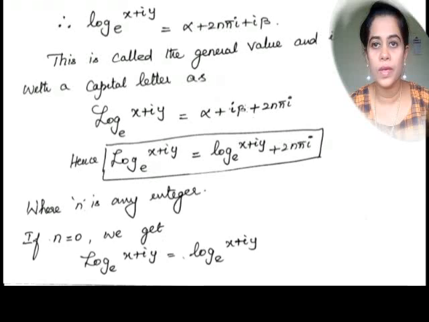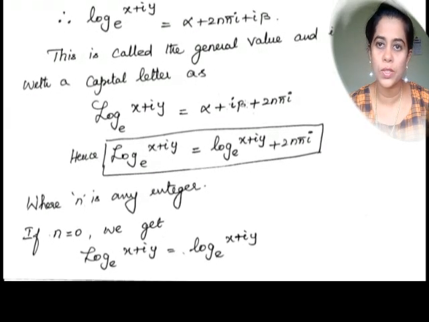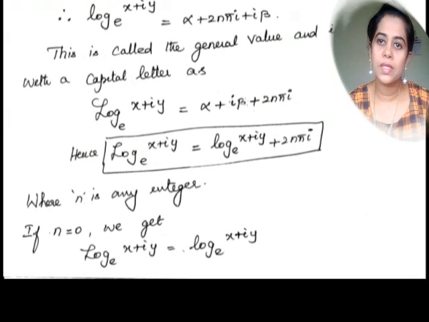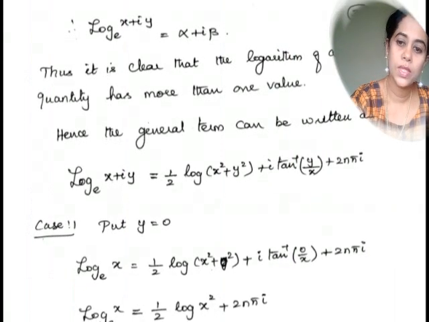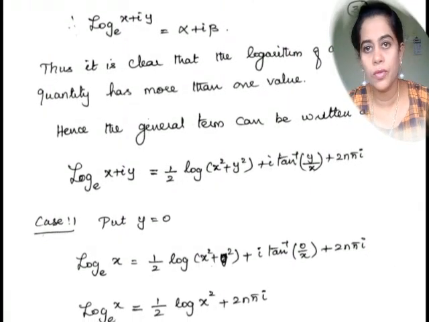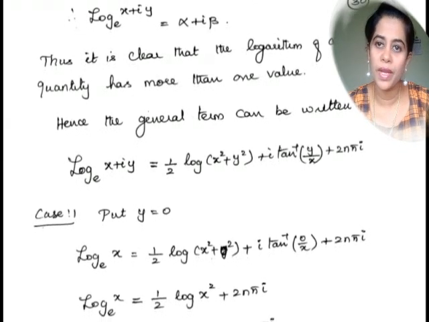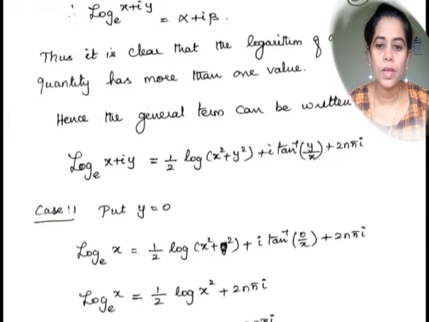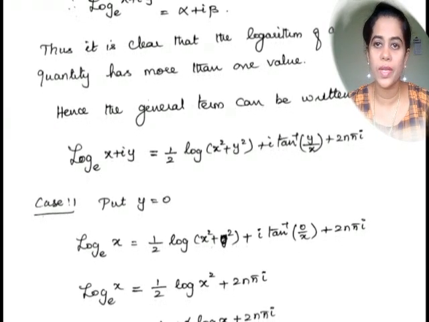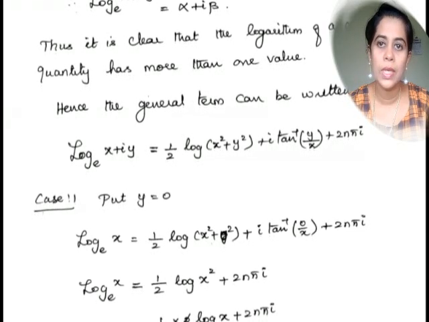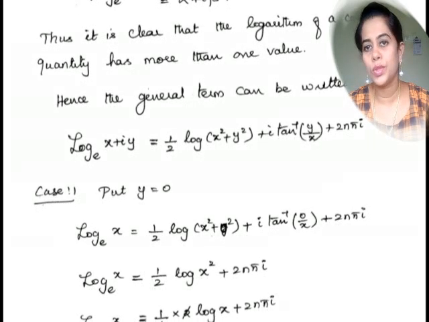And what is small log of x plus iy? Which is half times log of x square plus y square plus i times tan inverse of y by x. So it is clear that the logarithm of a complex quantity has more than one value. It has many values. Hence, the general term can be written as log of x plus iy is equal to half times log of x square plus y square plus i times tan inverse of y by x plus 2n pi i.